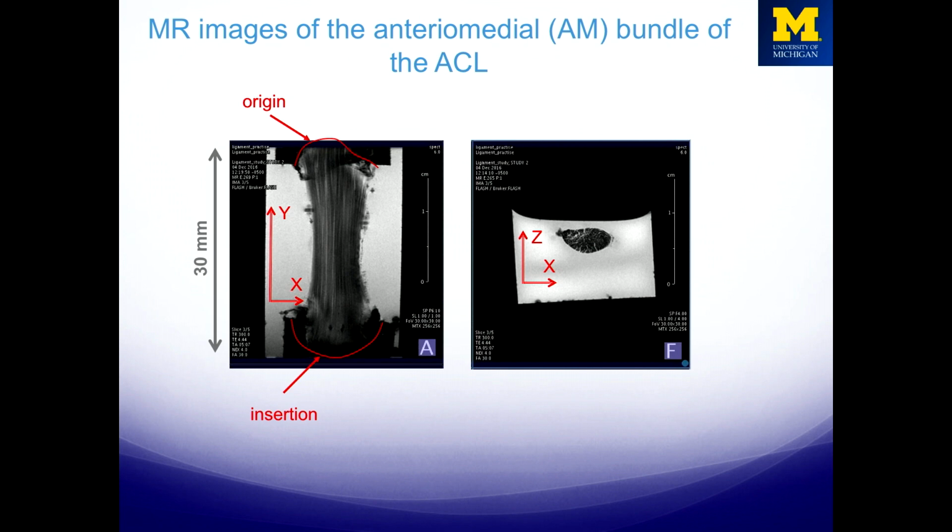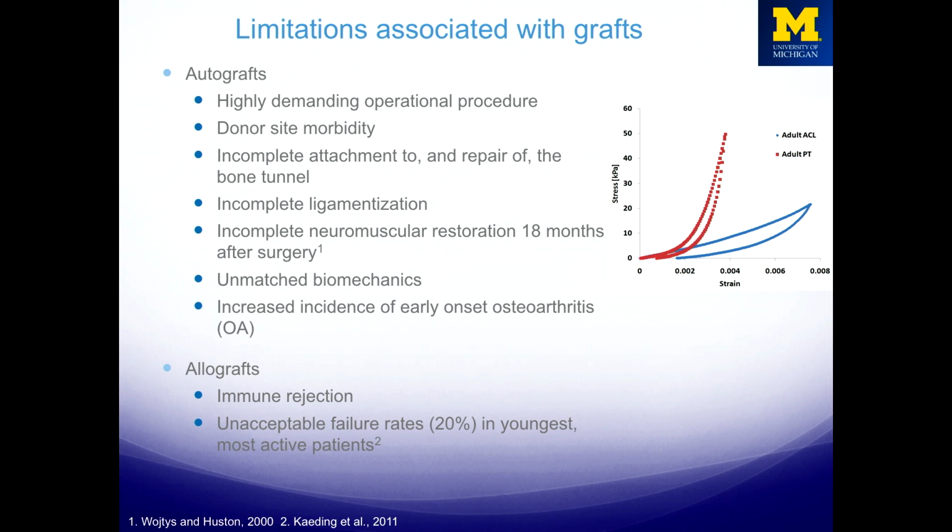Okay, so when you tear your ACL and you want to return to high-level physical activity, you have to have it surgically replaced. The gold standards are patellar tendon autografts or allografts, also hamstrings tendons, autografts and allografts. And outcomes can generally be good, but there are limitations with these procedures. And so I've listed several of them here. Whether you have an autograft or an allograft, there are some limitations.